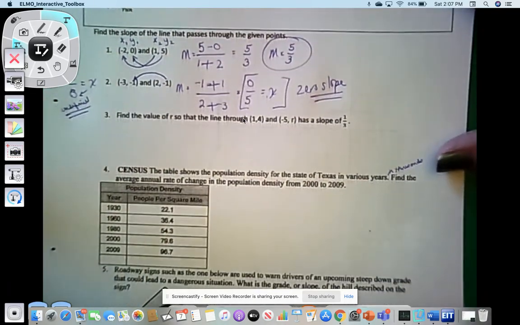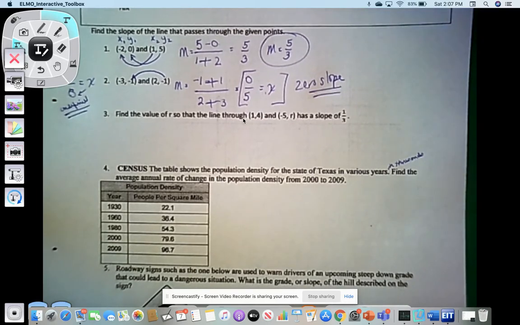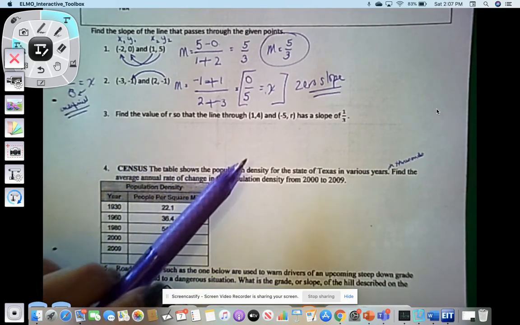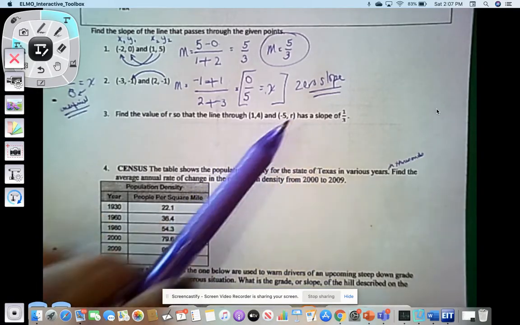All right, next one: find the value of r so that the line going through (1, 4) and (-5, r) has a slope of negative 1/3. Okay, so this one, they're giving you the slope, and we're finding the missing point, the missing coordinate.